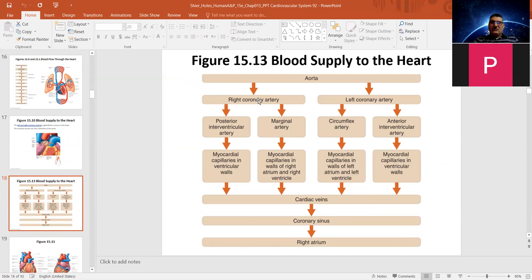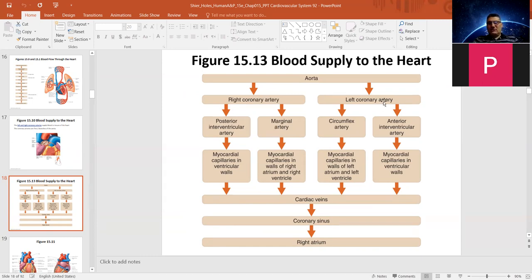Then you have some more branches. The right coronary artery will divide into two. One of them is called the posterior interventricular and the other one is called the marginal. What exactly is it feeding? I would say this is kind of too much. But the minimum is to know the branches. You will see pictures and questions, I'm telling you. The right coronary artery feeds the right side of the heart. How? By dividing into two, marginal and posterior interventricular.